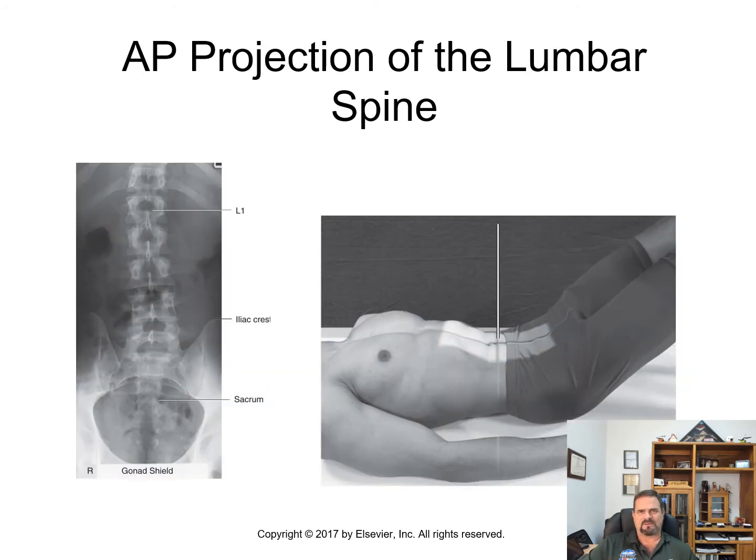All right, AP projection of the lumbar spine. Umbilicus is primarily your landmark here. Make sure that we're protecting the gonads. I don't see any protection there. Not a good representation on this film, but looking here, L1, and then down to the sacrum. And there's your gonad shield right here. Obviously, it's not this dude, but there it is on the X-ray.